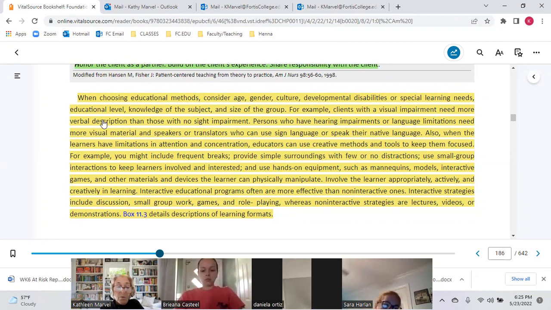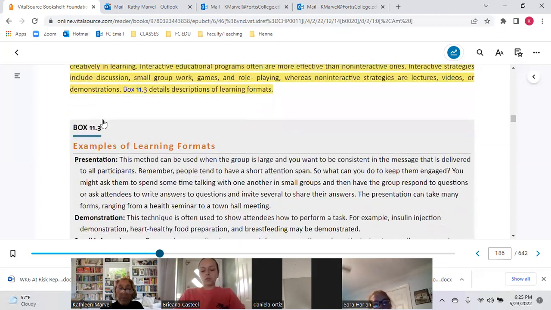Okay, what about a group that has a short attention span? Right, you've got to be creative. How are you going to keep them focused? Do they need breaks? Try to have little to no distractions.